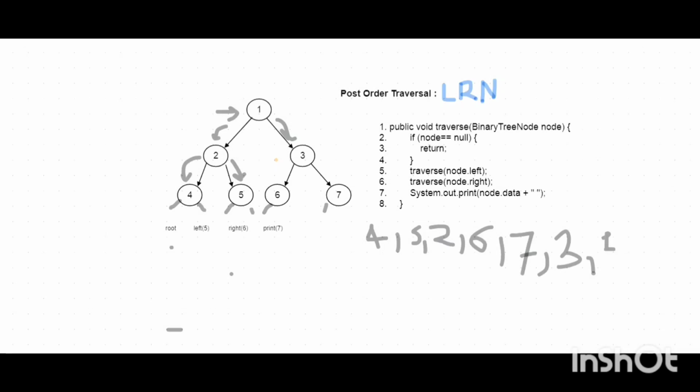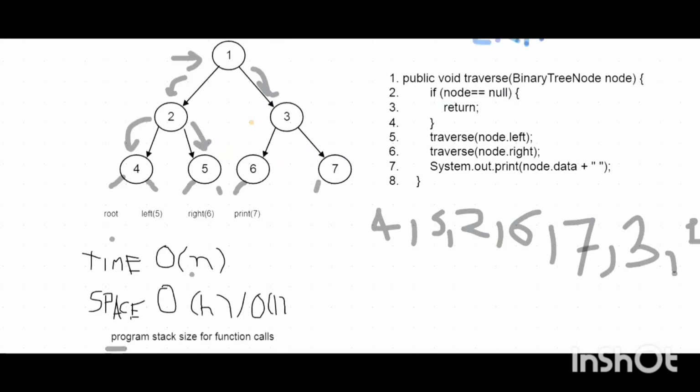Now let's talk about the complexity of the post order traversal. The time complexity will be big O of n, where n is the number of nodes in the tree or the size of the tree, and the space complexity will be big O of h, that is the program stack size for the function calls, if we consider that.